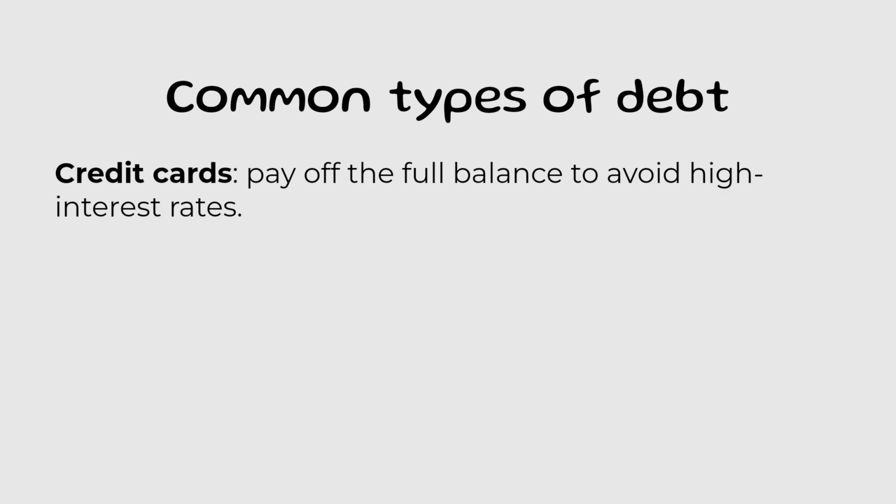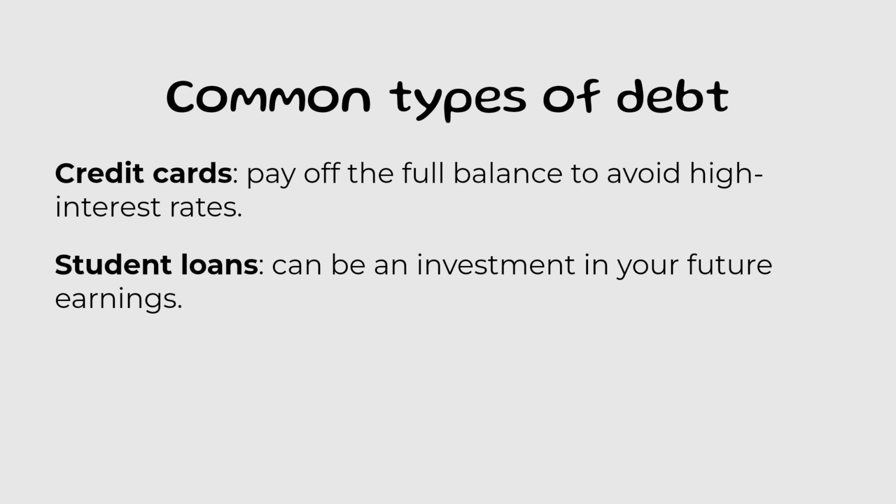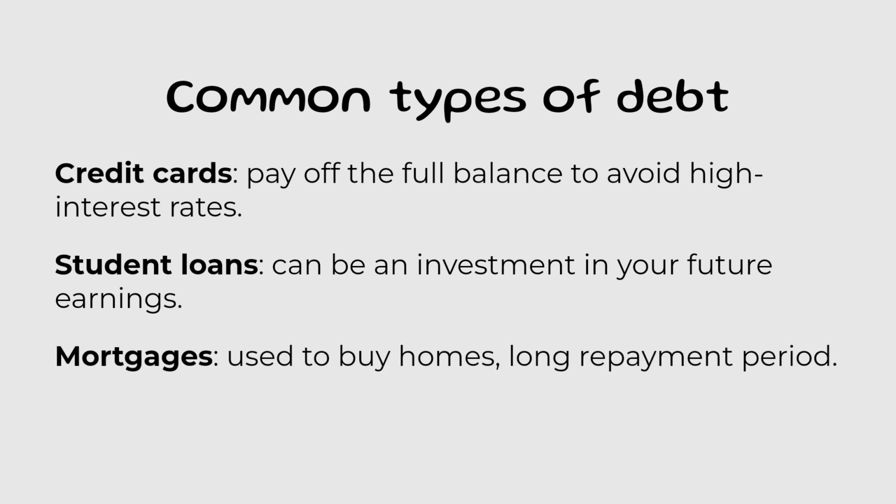Credit cards. Convenient, but often come with high interest rates. Always aim to pay off the full balance each month to avoid interest charges. Student loans usually have lower interest rates and can be an investment in your future earnings. Mortgages, a type of secured debt used to buy a home. They typically have lower interest rates and long repayment periods.